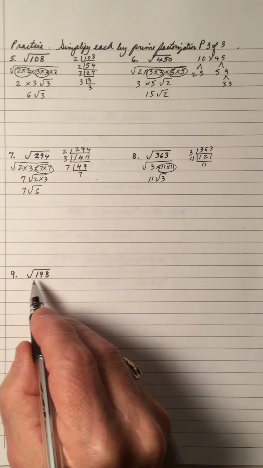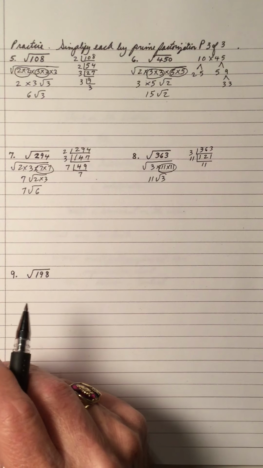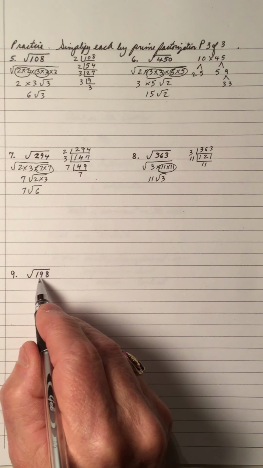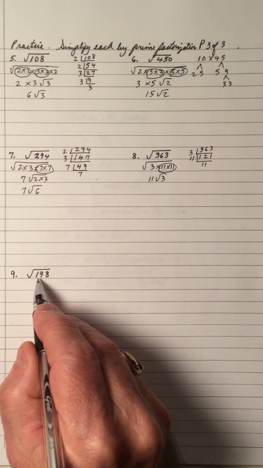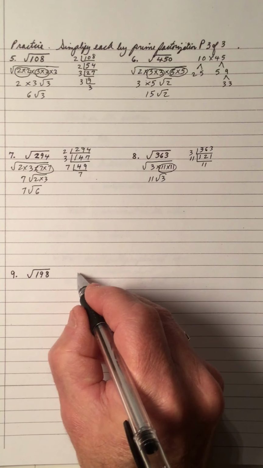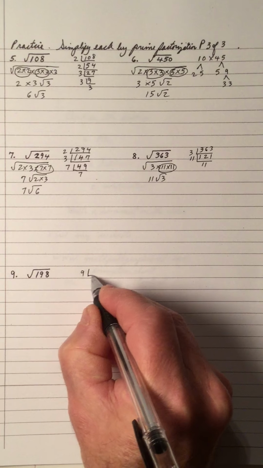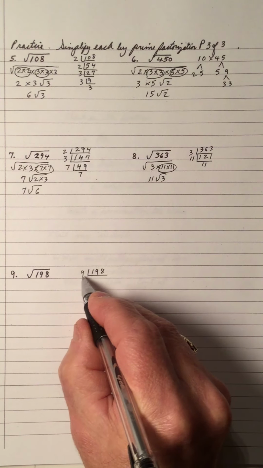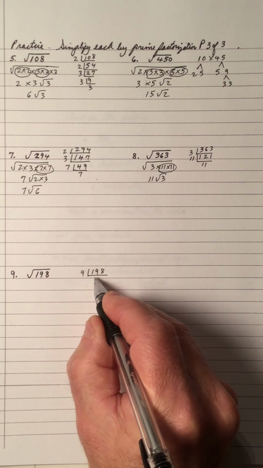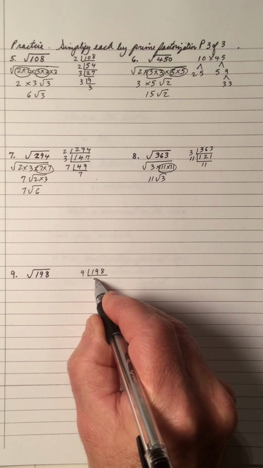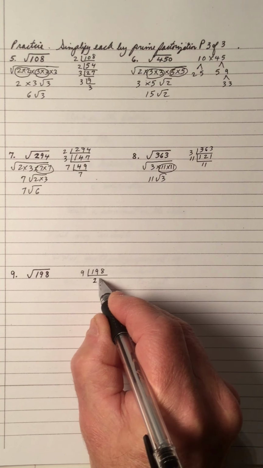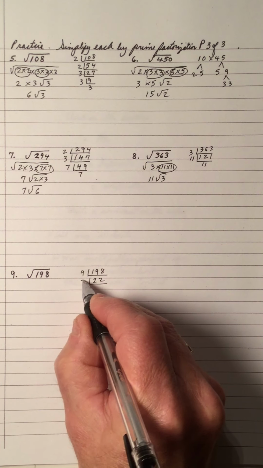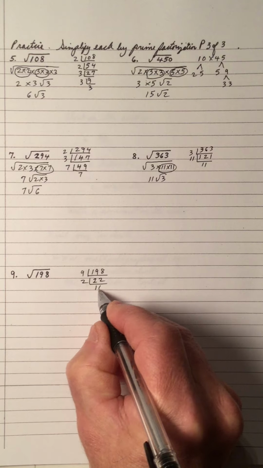And number 9, the square root of 198. And 198 adds up to 18. So it's divisible by 9, so let's divide 9 into 198. I could divide by 3 if I want. 9 into 19 is 2, 18, and it's 1 left over. And it's even, so 2 into 22 goes 11.